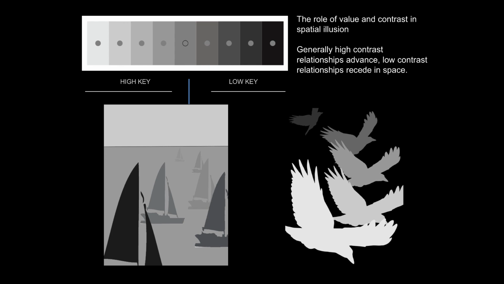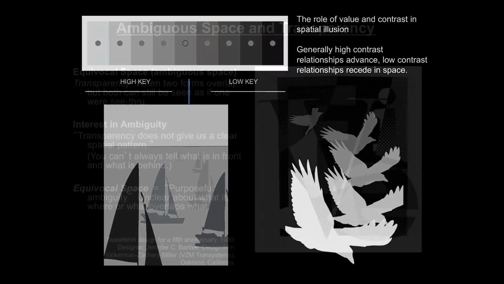So on the one on the right, you see that we have overlap, scale change, vertical location, and atmospheric perspective all working together. And that's one of the aspects we're going to explore.